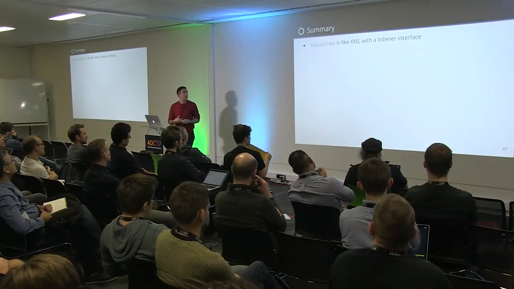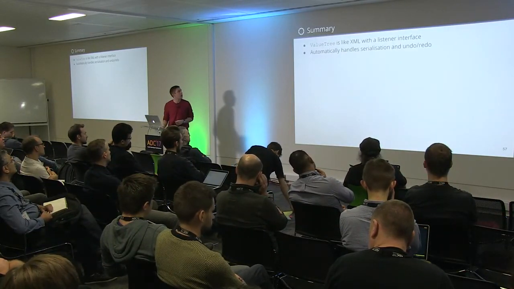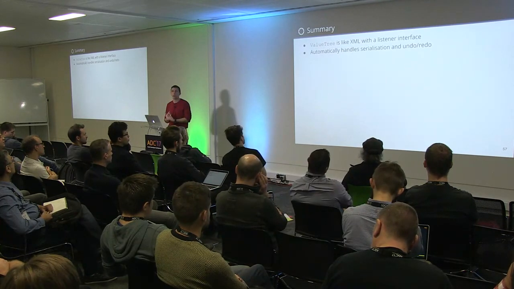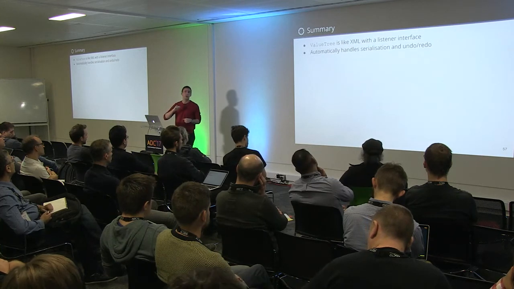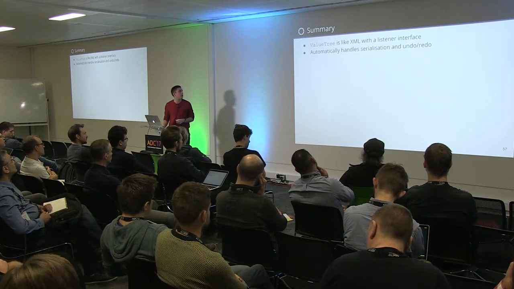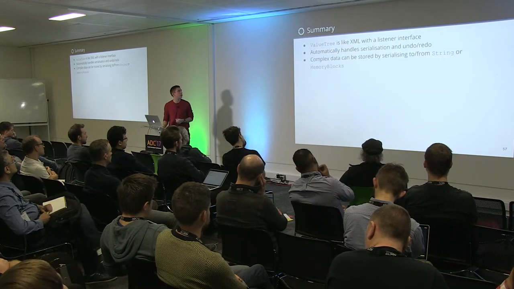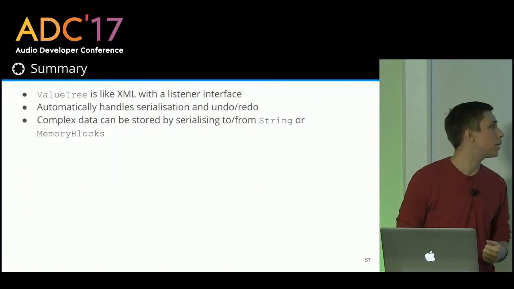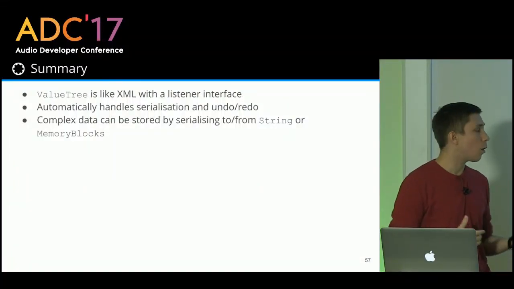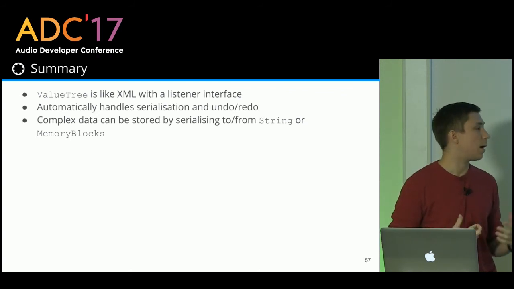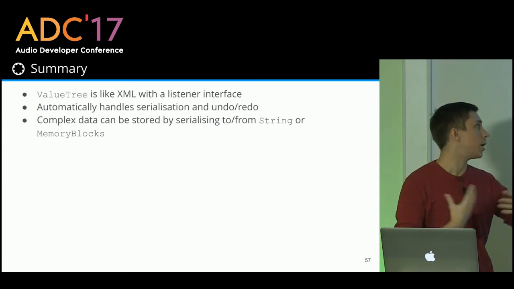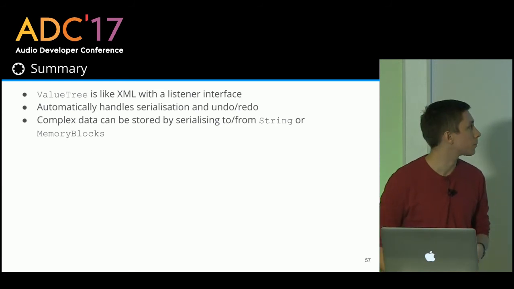So in summary, what have we looked at today? We've looked at how ValueTree is similar to XML, but it's got a listener interface. It automatically handles serialization and undo redo, and also drag and drop is quite easy to get in there because you essentially remove a value tree from one tree and add it to another one. Those are all high-level app tasks. Complex data can be stored by serializing to and from a string, as I showed, or if you've got really complex data that better fits a memory block, you can do that. So we have track images that are stored as JPEG versions in memory blocks.